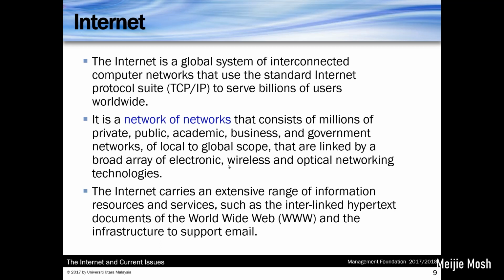So the internet is a worldwide publicly accessible system of interconnected computer networks. It is a global system of interconnected computer networks that use the standard Internet Protocol Suite, which is TCP/IP, Transmission Control Protocol, Internet Protocol, to serve billions of users worldwide. So the internet is a network of networks that consists of millions of private, public, academic, business, and government networks from local to global scope that are linked by a broad array of electronic, wireless, and optical networking technologies.